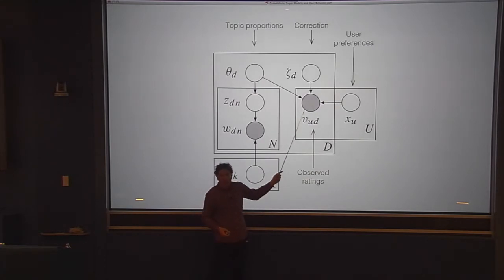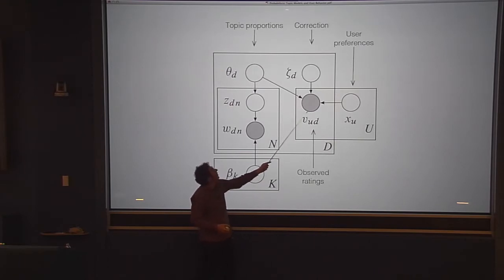Where does v_ud come from? Does Asaf have an article in his library? It comes from two things. One, it comes from what that article is about, theta.